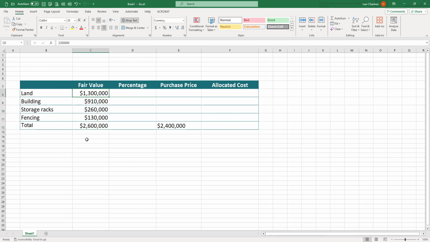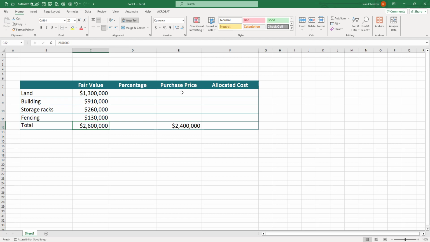So he said, you know what, the fair market value of the land is $1.3 million, the building is $910,000, the storage rack is $260,000, and the fencing $130,000. In total, all the assets that you purchased for $2.4 million are actually worth $2.6 million right now. So if you sell those assets right away, we're going to make $200,000. But we're not intending to sell them. We're intending to use them.